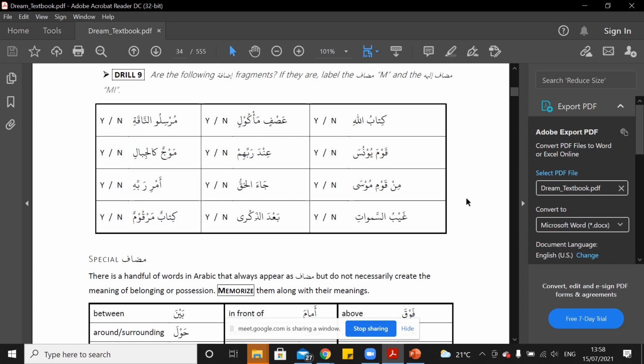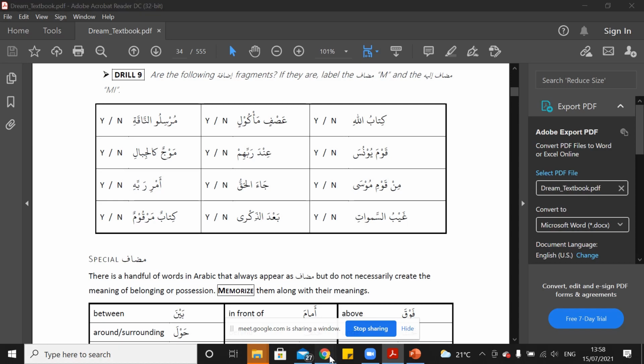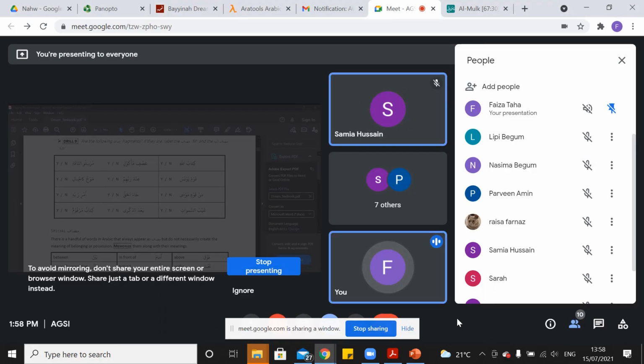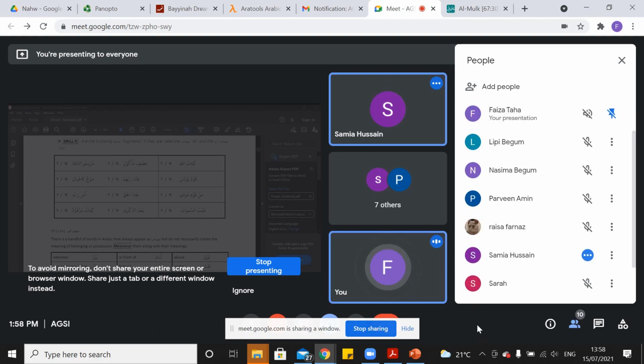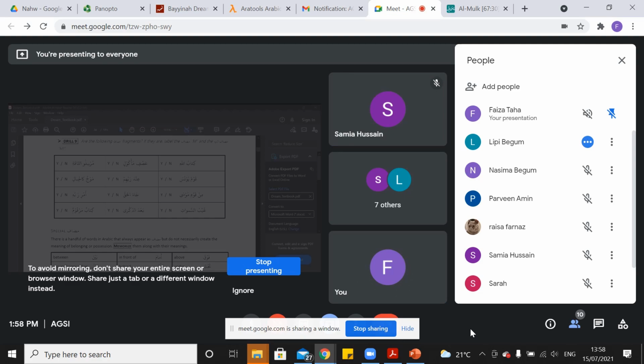Yes, alhamdulillah. Okay, I want to give everybody a chance. Let's see who has not participated today. Sister Lippy, you have been quiet for quite some time, so try. Which one was that? Kitabullahi we have done. Asfim Makul. Okay, Asfim has a tanween, so it is not mudaf. So it cannot be an Idafah fragment.